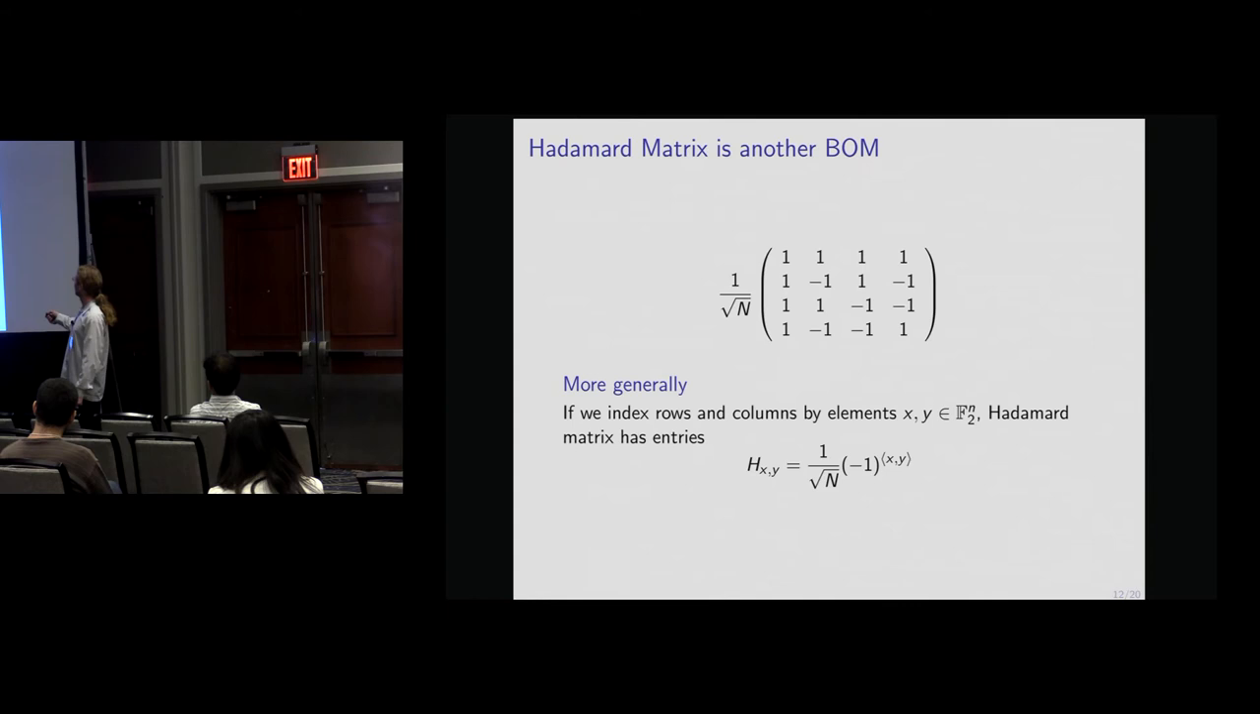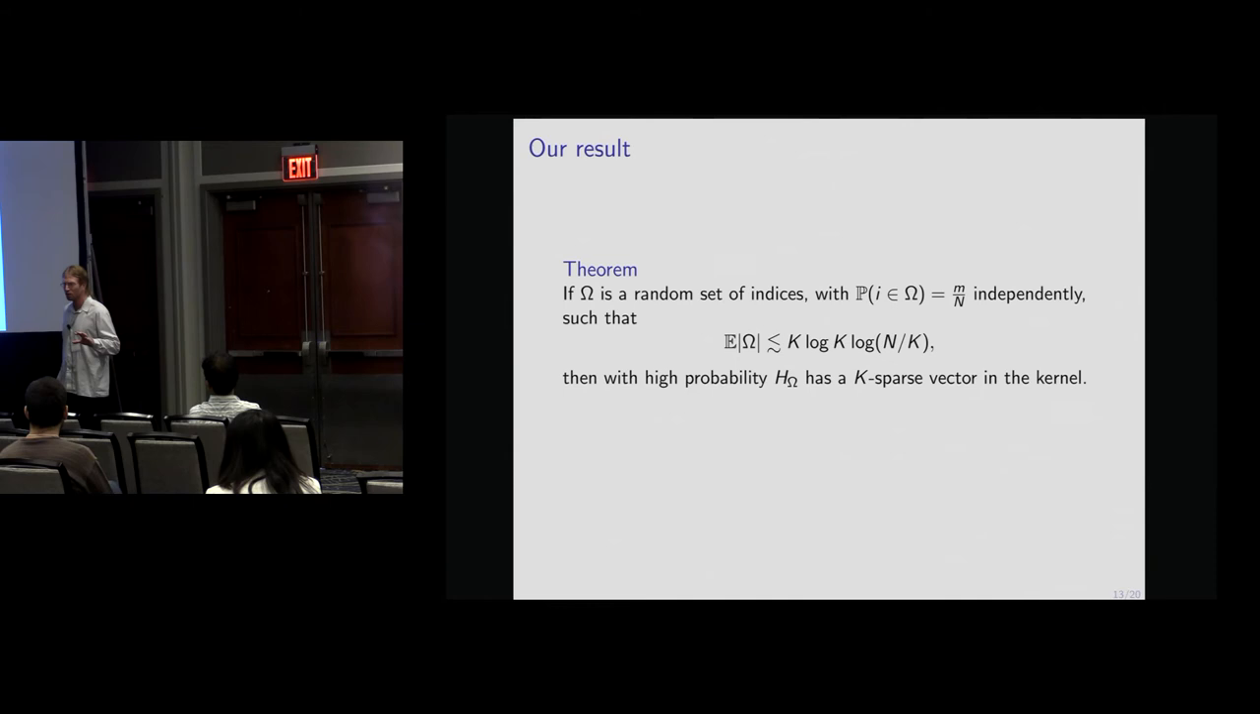For now, we will see a little bit more about what this matrix means. But the main point is that this is some bounded orthonormal matrix. All the rows are orthonormal, all the entries are bounded. And what we showed is that for this specific matrix, if you subsample much fewer than K log squared N rows, you will actually have a sparse vector in the kernel. So not only will you fail to have the restricted isometry property, it is going to fail miserably.